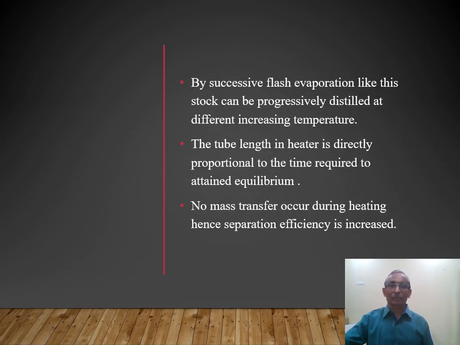By successive flash vaporization, because a fixed quantity is heated in the coil, that is why they named it successive. The temperature changes by successive flash evaporation. Like this, stock can be progressively distilled at different increasing temperatures. The tube length in the heater is directly proportional to the time required to attain equilibrium. No mass transfer occurs during heating, hence separation efficiency is increased. Mass transfer happens in the TBP because you have a long packed column.